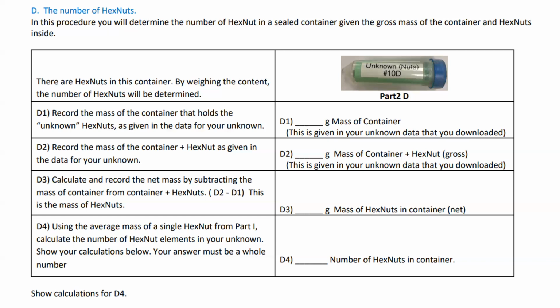Again, you have the mass of all of the hex nuts in the container, right? And if you divide that by the average mass of a single hex nut, which you found in part A, that will give you the number of hex nuts in the container.